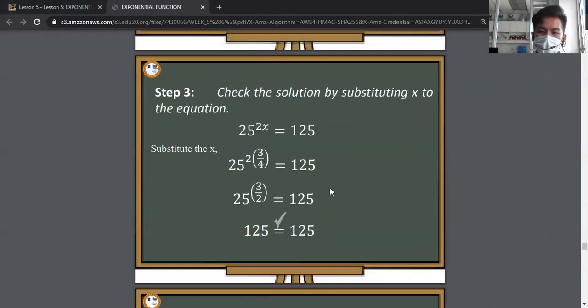Then in checking po, we need to substitute the value of x, which is 3 over 4. So 25 raised to 2x is equal to 125. Then substitute the value of x, which is 3 over 4. So 25 raised to 2 times the quantity of 3 over 4 is equal to 125. So unahin po muna natin exponent po natin. So our exponent 2 times 3 over 4 is equal to 3 over 2. Then 25 raised to 3 over 2 is equal to 125. Then 125 is equal to 125.